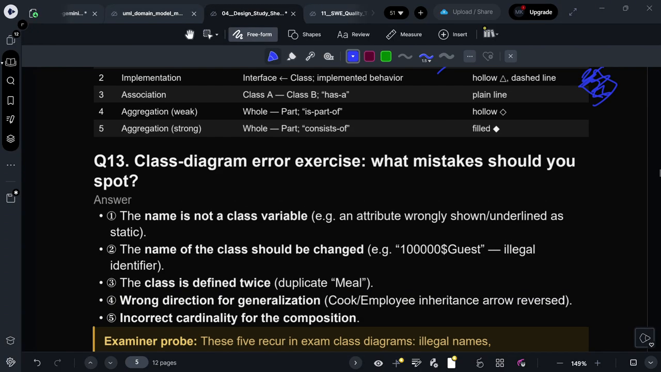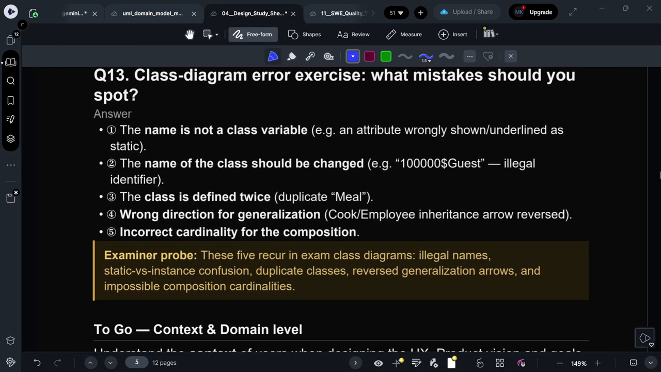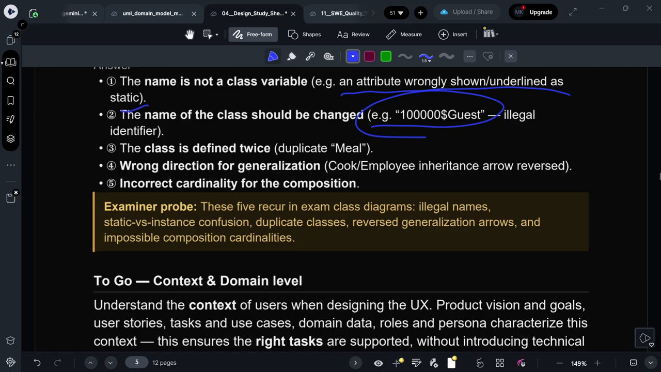Then we have the class diagram error exercise. What mistakes should you spot? The name is not a class: a variable and attribute wrongly shown as static. So the name of the class should be changed. This is illegal. It's weird. The class is defined twice. So the meal was defined twice.